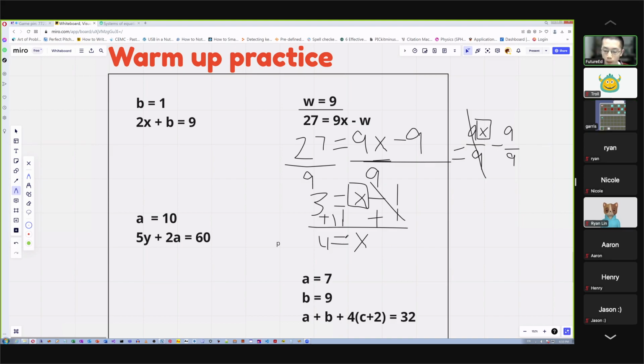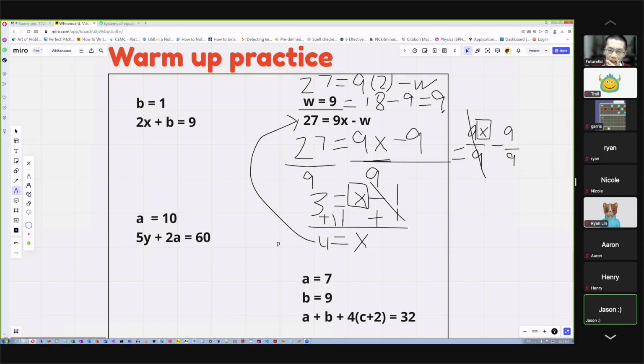Can you help me check that this is indeed the correct answer? At one point you said x is equal to 2. Jason, can you verify for me first that 2 is not the correct answer? We would have to plug it in. If I put 9 times 2 minus W, what would this be? 9 times 2 is 18. And what is W? 9. So 18 minus 9 is 9. But is 9 not 27? It's not. Okay, so 2 was not the answer.